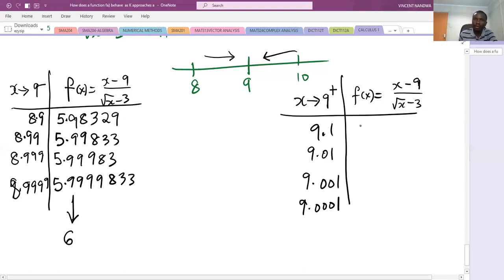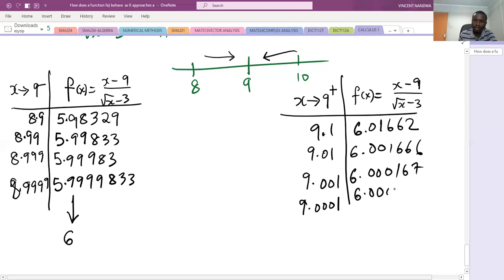And when you put 9.1, you get 6.01662. This other will give you 6.001666. This other will be 6.000167. And this other will be 6.0000167. Also, if you round off to the nearest whole number, then this is also roughly 6.